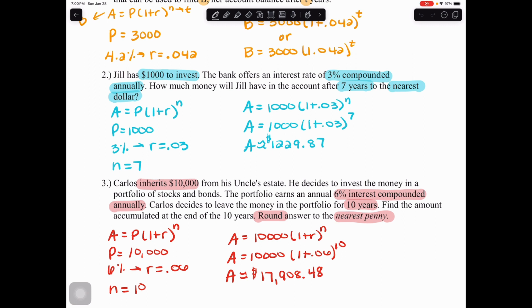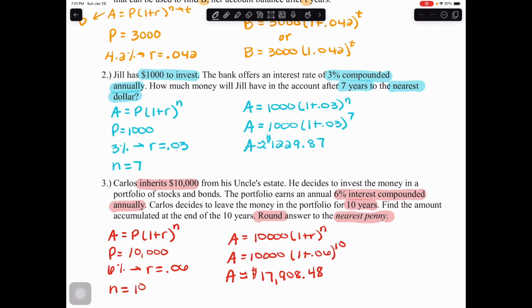And lastly, Carlos inherits $10,000 from his uncle's estate. He decides to invest the money in a portfolio of stocks and bonds. Here, 6% interest compounded annually. He decides to leave the money in there for 10 years. So find the amount accumulated at the end of 10 years and round to the nearest penny.